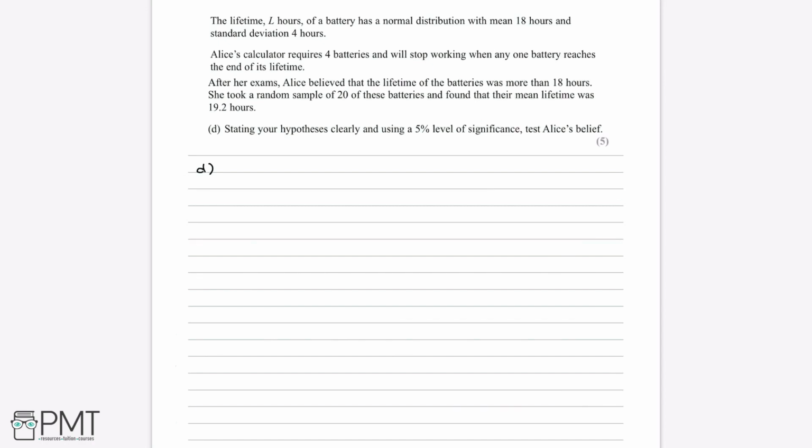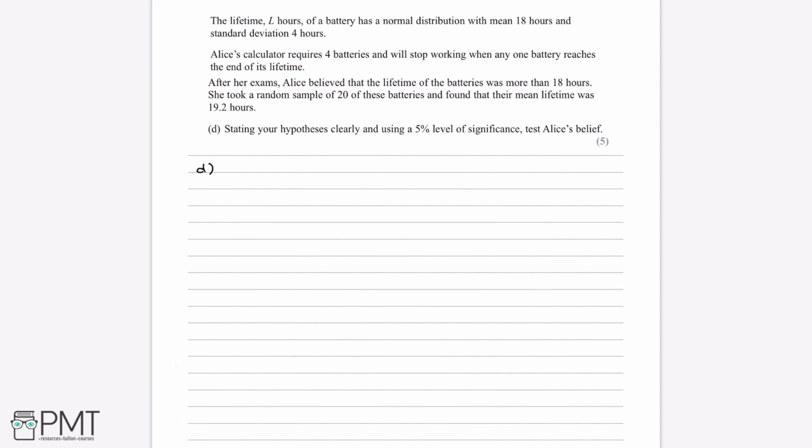After her exams, Alice believed that the lifetime of the batteries was more than 18 hours. She took a random sample of 20 of these batteries and found that their mean lifetime was 19.2 hours. Part D asks, stating your hypotheses clearly and using a 5% level of significance, test Alice's belief.